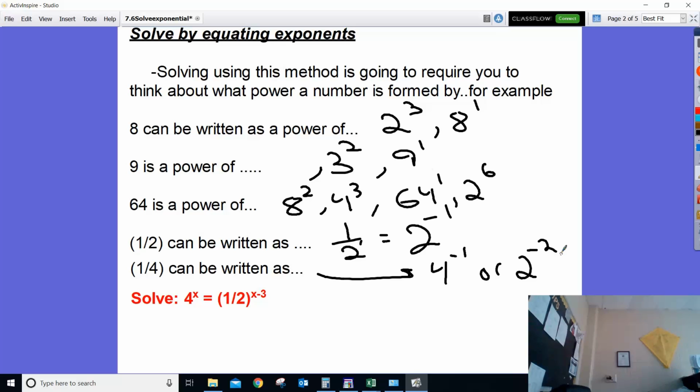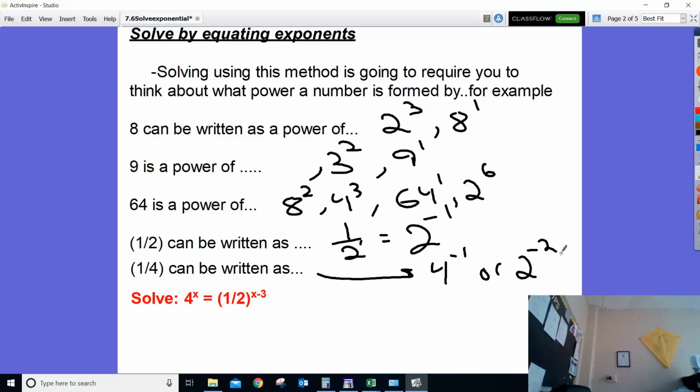So here's our first one. 4 to the x equals 1/2 raised to the x minus 3. Now you need to seek a common base. That theorem on the front page of your notes talks about b to the x equals b to the y. The bases have to be what? The same. The only way that theorem works is the bases are identical.